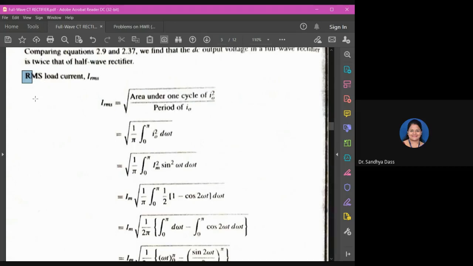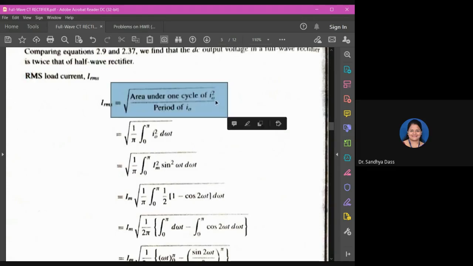And as I mentioned in the previous class, it is equivalent to the DC value, right? Okay, so to find the IRMS, what we are doing here is taking the square of the current under one cycle, for one period here.